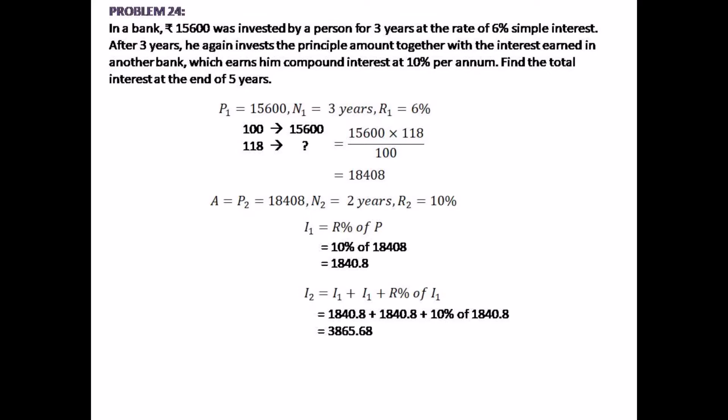P2 equals 18,408, N2 equals 2 years, R2 equals 10%. Here we have to find the compound interest for 2 years. I1 equals 10% of 18,408. Gives I1 as 1,840.8. I2 equals 1,840.8 plus 1,840.8 plus 10% of 1,840.8. Gives I2 is 3865.68. Therefore, the interest at the end of 5 years is rupees 3865.68.